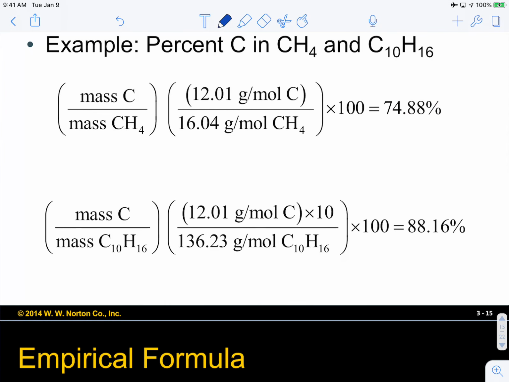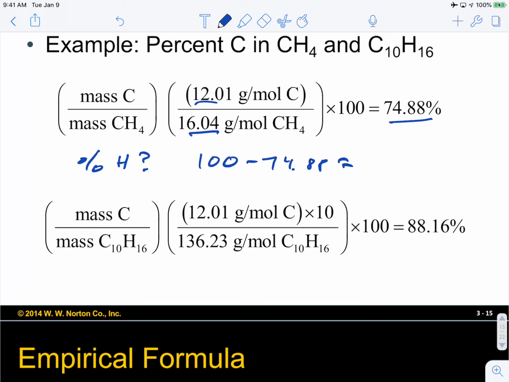How much carbon is in methane and how much carbon is in C10H16, decane? So the mass of carbon is 12, and there's only one of them, so that's all I have up here. And then methane is going to be 12 plus the 4 for hydrogen, about 16. There you see it's 74.88%. So how much hydrogen is there? Well, you can do the calculation, or you can say, hey, there's only hydrogen and carbon, so therefore it must be 100 minus 74.88, and you can do it that way.